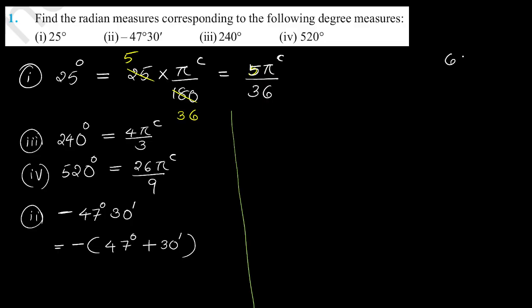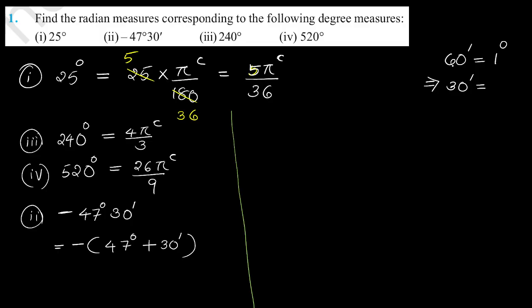You know the fact that 60 minute is equal to 1 degree. Do you know this? Please respond. Yes, sir. Then what is 30 minutes? 60 minute is 1 degree, we have studied. Then tell me, 30 minute is equal to how much degree? Half degree. How? Just divide both sides by 2. Dividing the left side and the right side by 2.